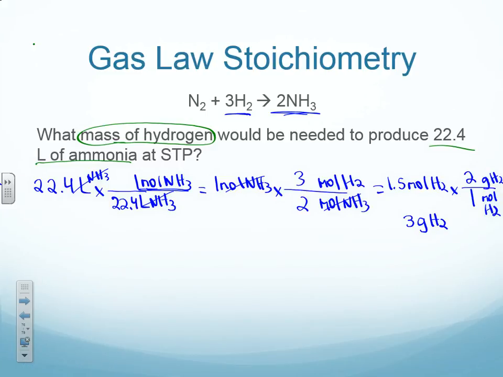Okay, if you prefer to do all the steps in a line, I'll show that to you really quickly. Okay, so we would know that this is going to be 3 steps. We're going to need to go from liters of ammonia to moles of ammonia. And then we go from moles of ammonia to moles of hydrogen.